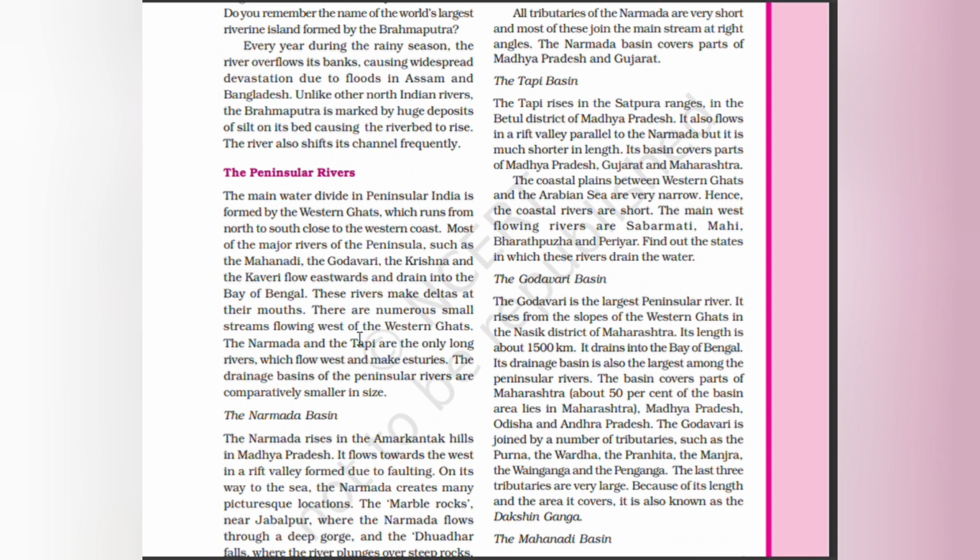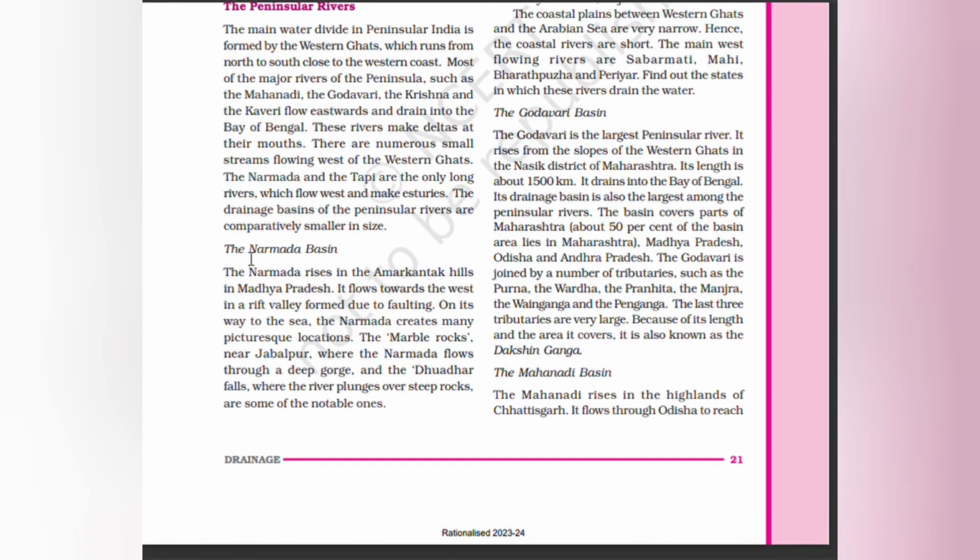There are numerous small streams flowing west from the Western Ghats. Narmada and Tapti are the only long rivers which flow west and make estuaries. The drainage basins of the peninsular rivers are comparatively smaller in size. Narmada Basin. The Narmada River rises in the Amarkantak Hills in Madhya Pradesh. It flows towards the west in a rift valley formed due to faulting.